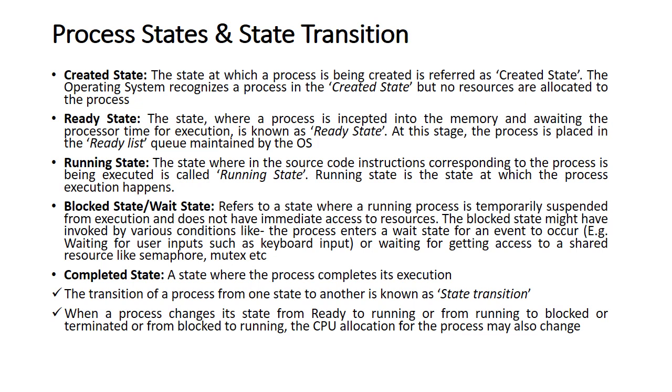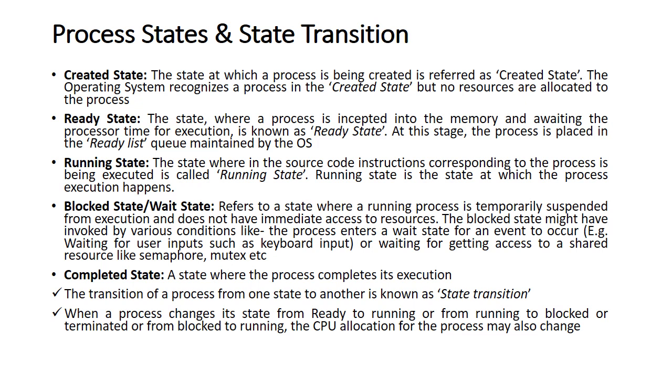The process is incepted into the memory and waiting for the processor time for execution, so that is the ready state. At this stage, a process is placed in the ready list queue maintained by the operating system. Then the running state, a state where the source code instructions corresponding to the process are being executed. Running state is the state at which the process execution happens.